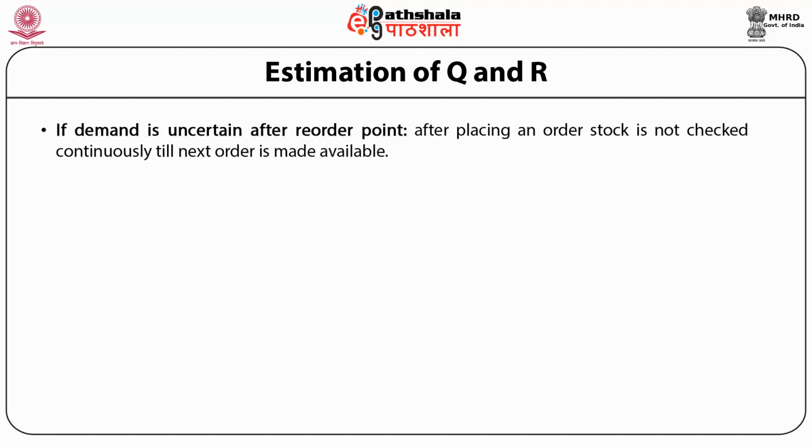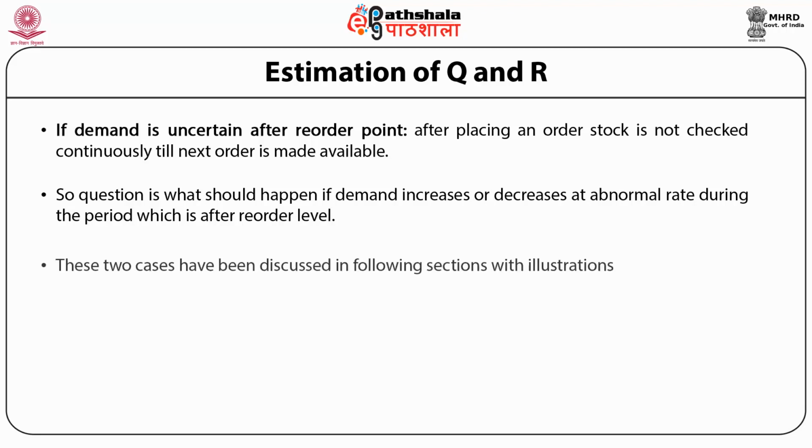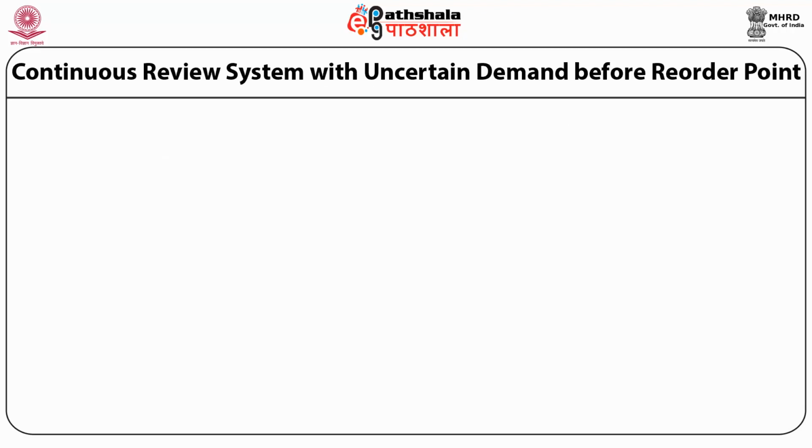If demand is uncertain after the reorder point, after placing an order, stock is not checked continuously till the next order is made available. So the question is, what should happen if demand increases or decreases at an abnormal rate during the period after the reorder level? These two cases have been discussed in the following sections with illustrations.